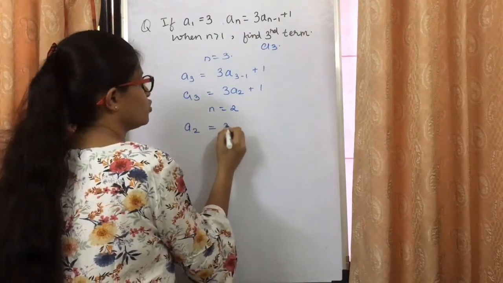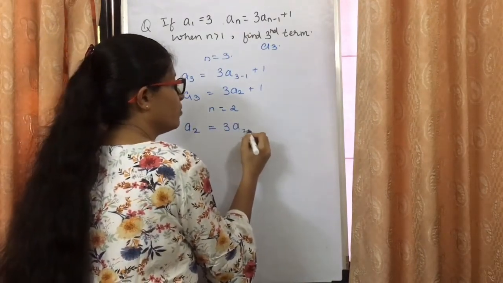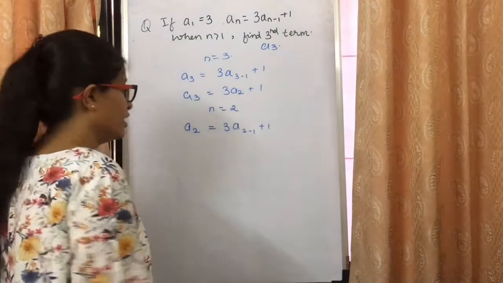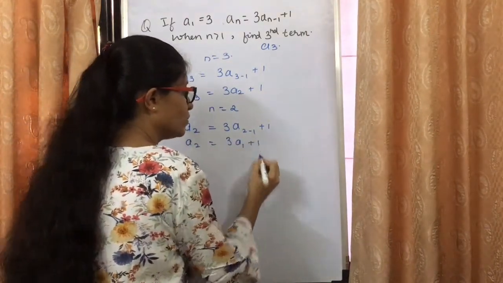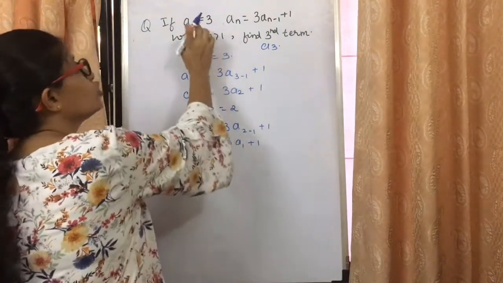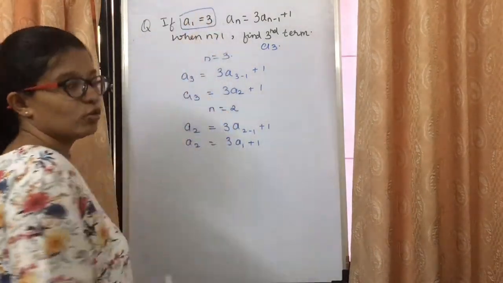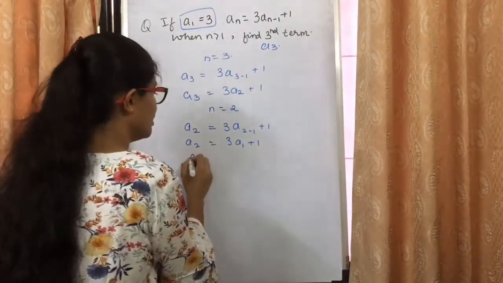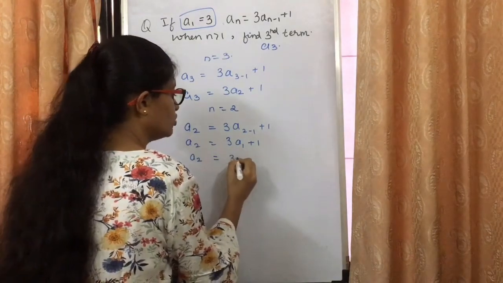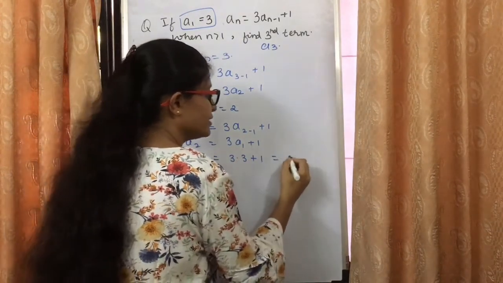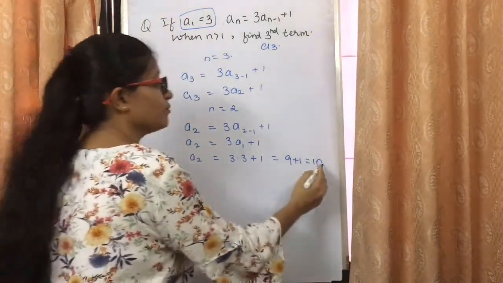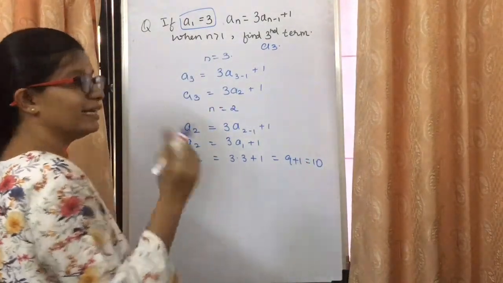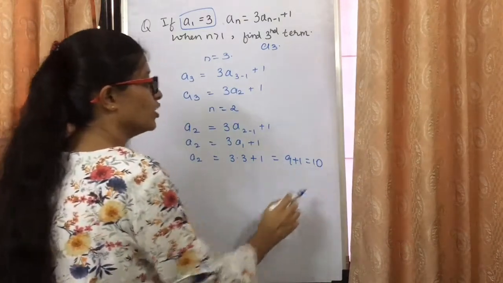A2 is equal to 3a(2-1) plus 1. Now if I solve this, I will get 3a1 plus 1. And a1 is already given in the question. We can substitute the value of a1 here. So we will get the value for a2: 3 times 3 plus 1, that is 9 plus 1, which gives you 10. So the value of A2 comes out to be 10. The second term of the series is 10.